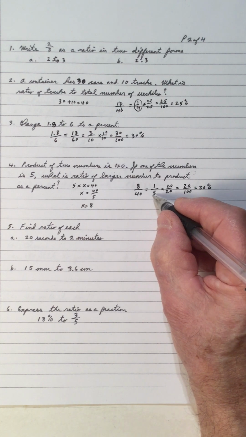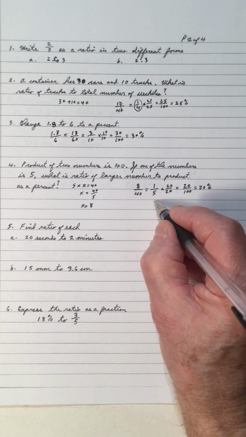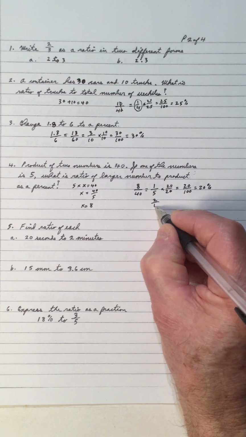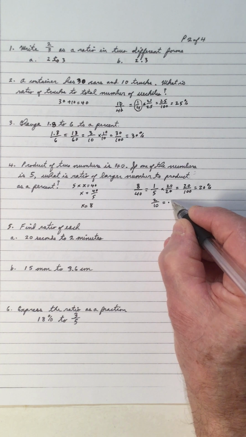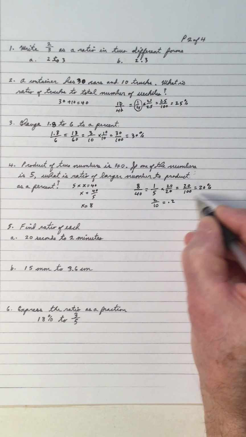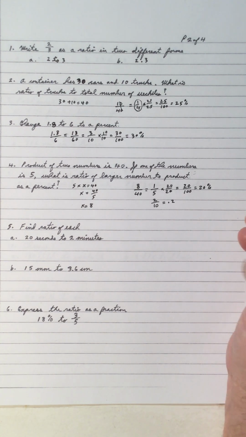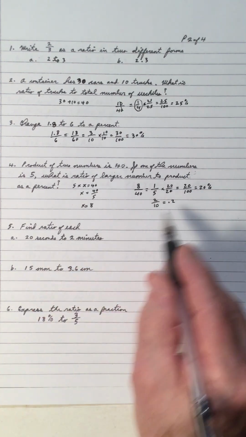Again, we could take the 1/5 and change it to a decimal. 1/5 is 2 out of 10, and 2 out of 10 is the decimal 0.2. Move your decimal 2 places to the right and you get your 20%. There's another way to do it. There's many ways to do a question.